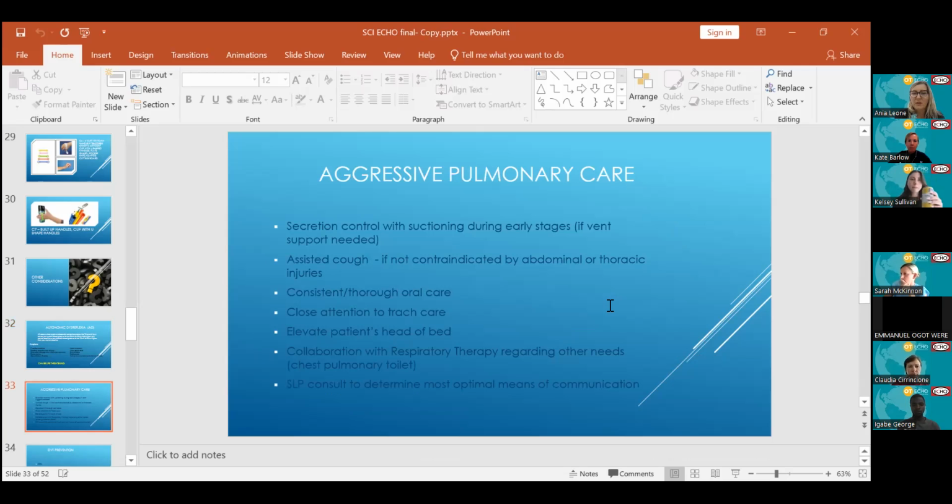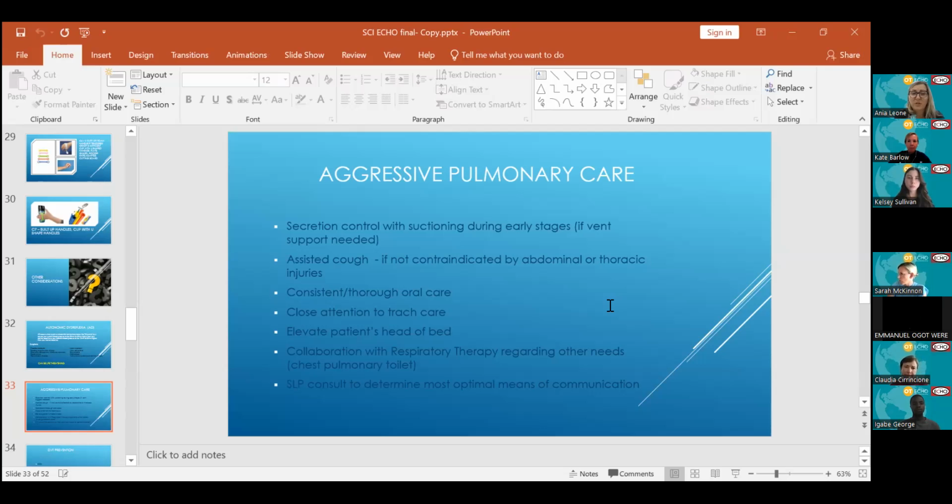Okay, concentrating on aggressive pulmonary care is very important for these guys, particularly higher level tetraplegias, right? The C5, C4s, where the pulmonary function may not be as strong. Secretion control with suctioning in those early stages, when they're in acute care, particularly if vent support is still in place. Consistent and thorough oral care, which is one more reason to help them become as independent as possible with that basic grooming task, because then they don't have to rely on a caregiver to do that for them. And it's so important in pulmonary care.